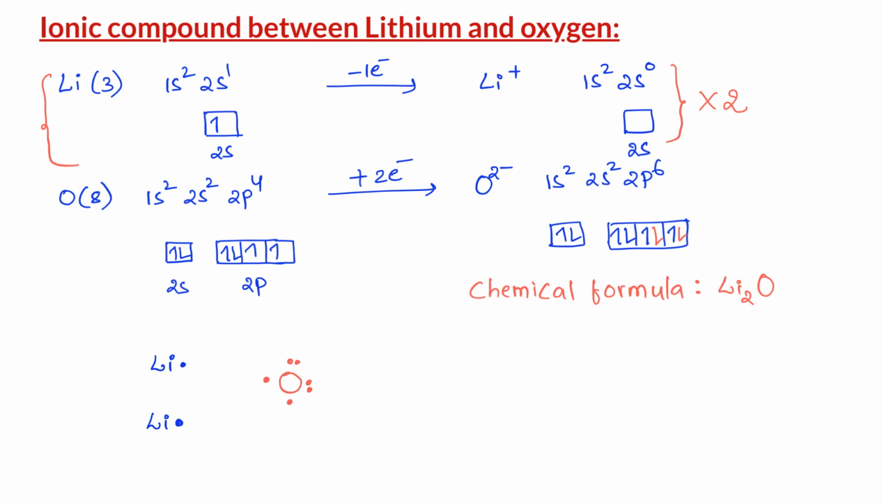I can transfer 1 electron from lithium to oxygen, and the other lithium transfers its electron to oxygen. At the end, I have 2 lithium plus ions with 2 electrons in each, and an oxygen 2 minus ion with 8 electrons in it. Both the duplet configuration of lithium and octet configuration of oxygen are exceptionally stable, and these two ions attract electrostatically to form solid lithium oxide.